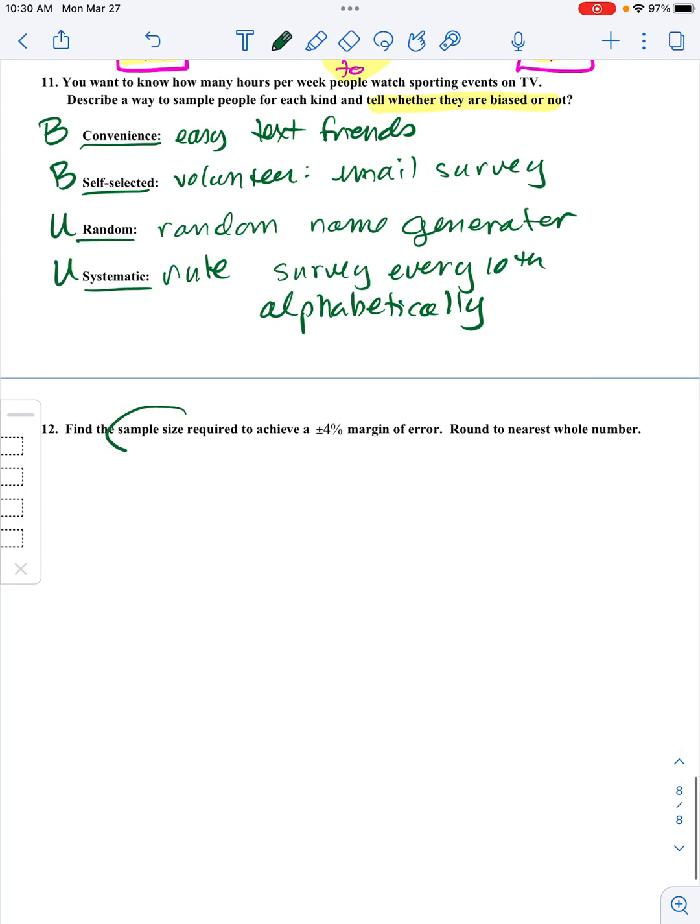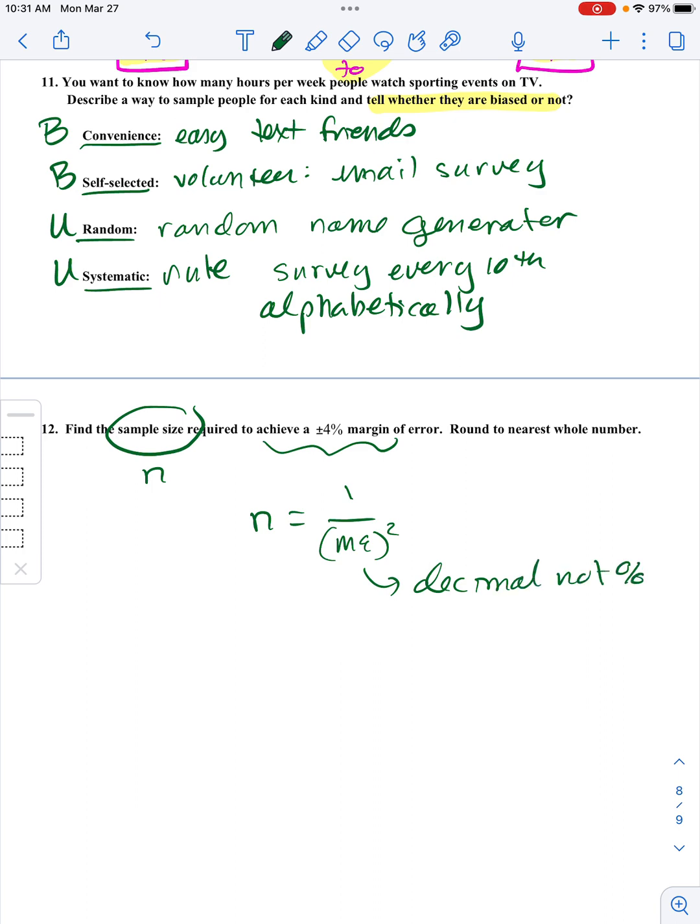Okay, here I'm finding sample size, so I'm looking for n, and I'm given the margin of error. And I did give you a formula for that, which was that you would do 1 over the margin of error squared, but this has to be a decimal, not a percent. So in this case, 4% would turn into 0.04. So my number of people is going to be 1 over 0.04 squared. And 1 over 0.04 squared turns out to be 625. So they must have asked 625 people to get a 4% margin of error.